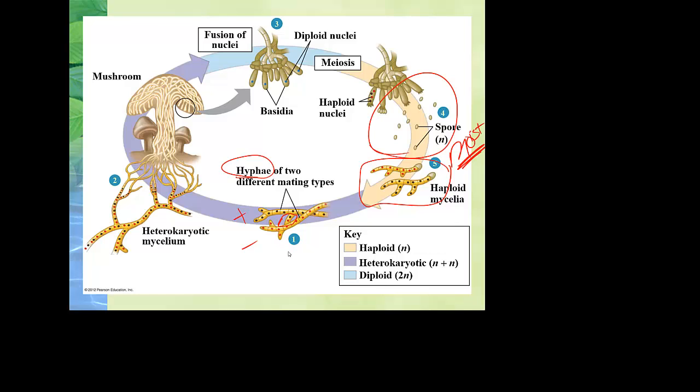The weird part here is, you see these dots? The dots are nuclei. They're two different colors for a reason. They want you to keep track of the fact that in these cells, we actually form something known as a heterokaryotic or a dikaryotic cell. Di meaning two, hetero meaning different, right? That means they have two nuclei.